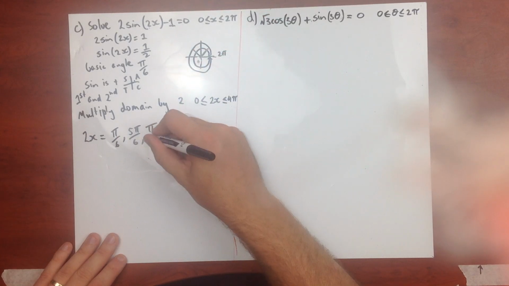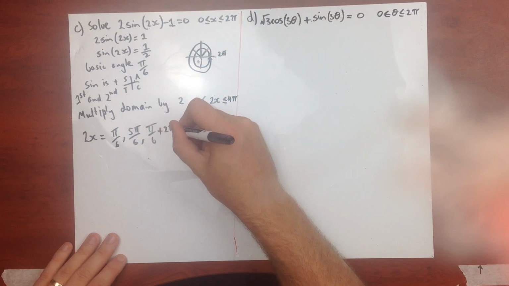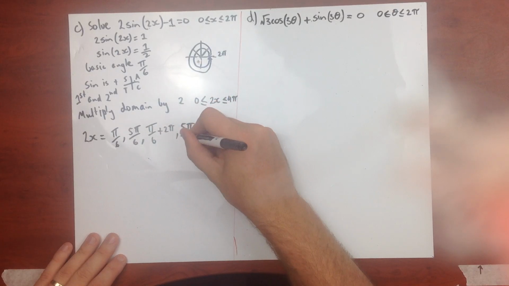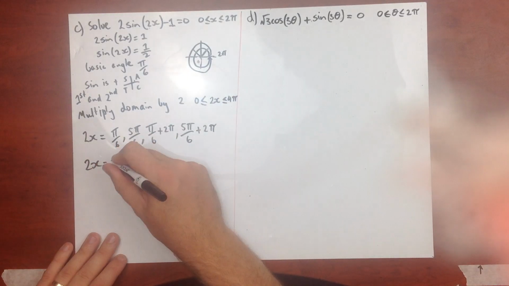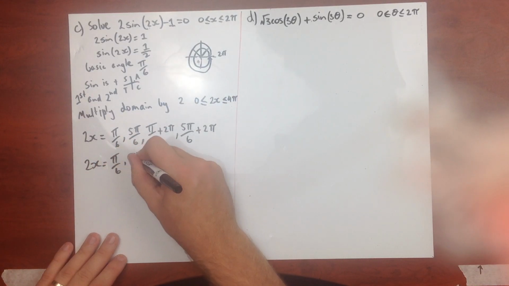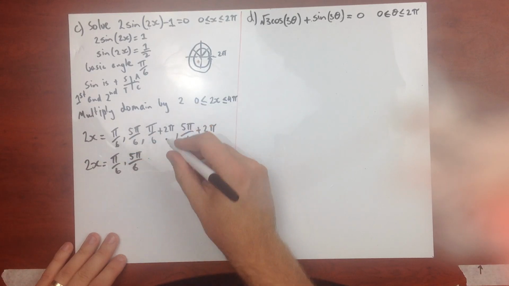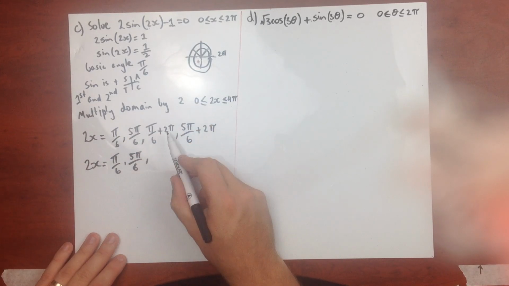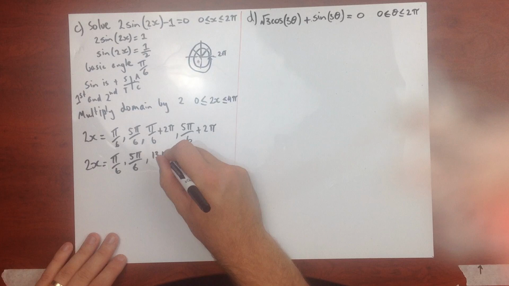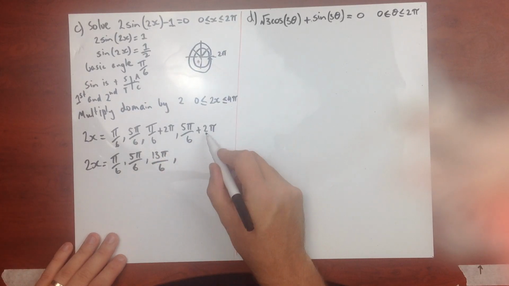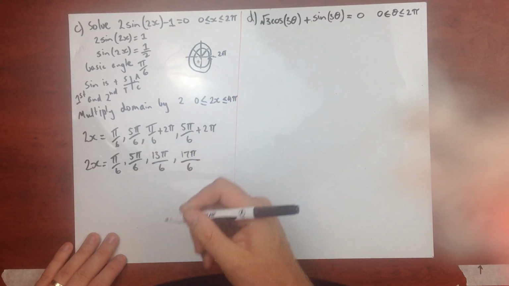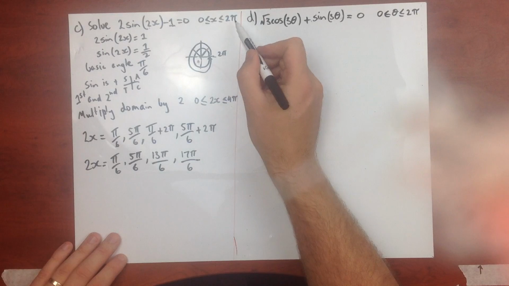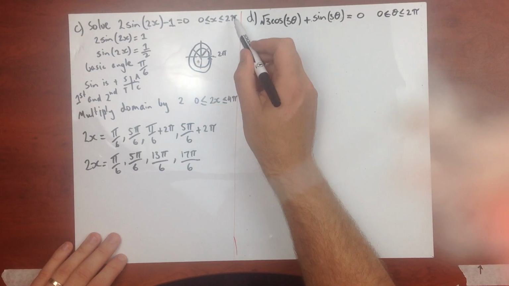So what we do is we go pi on 6 plus 2 pi and 5 pi on 6 plus 2 pi. Then we get 2x equals pi on 6, 5 pi on 6, and then 2 pi is really like 12 pi on 6 if you like. So then we've got 13 pi on 6. Again, we think of this as 12 pi on 6, so it'll give us 17 pi on 6. Which is all well and good, but remember, we need to be in our 0 to 2 pi range.